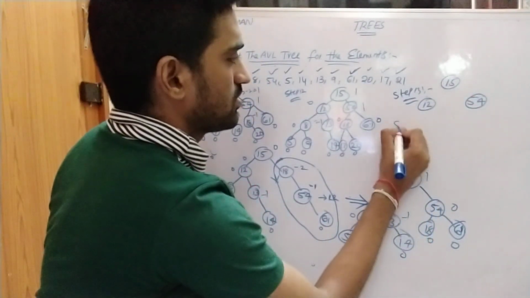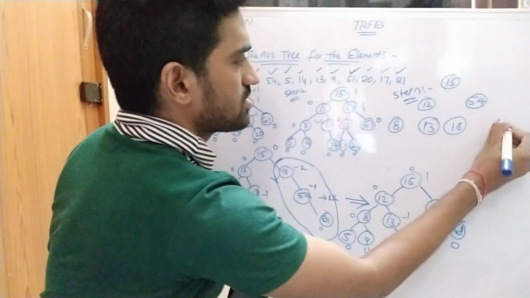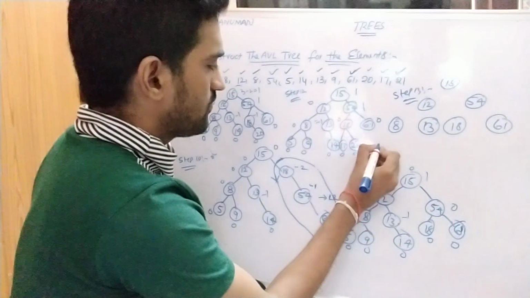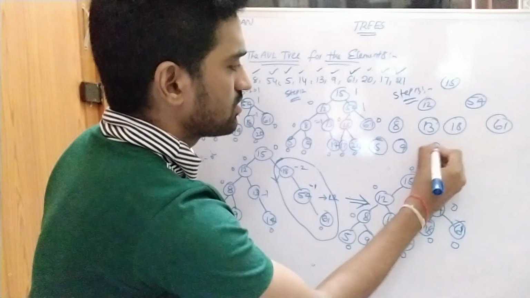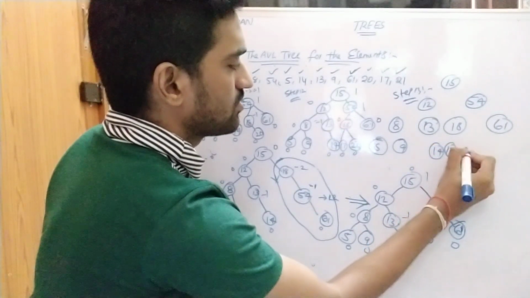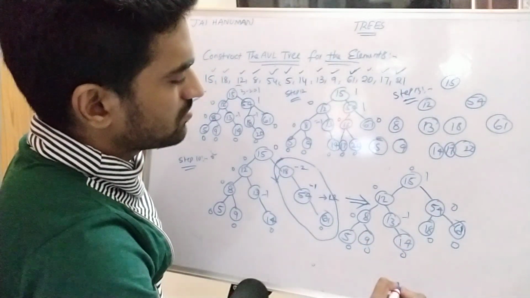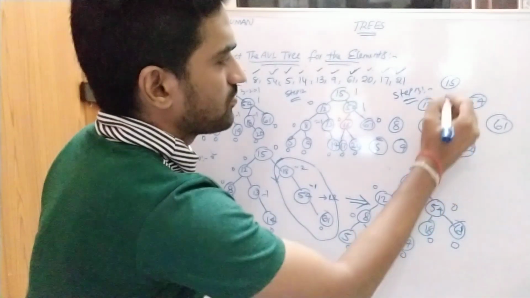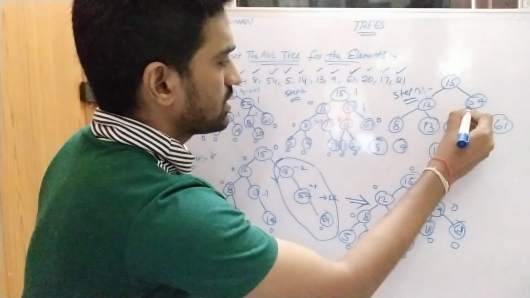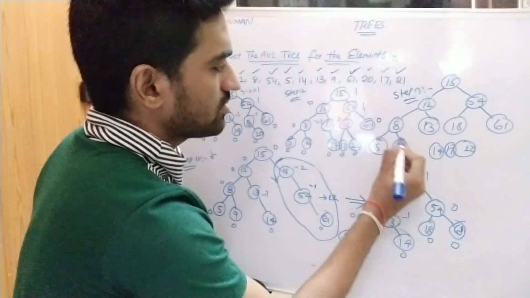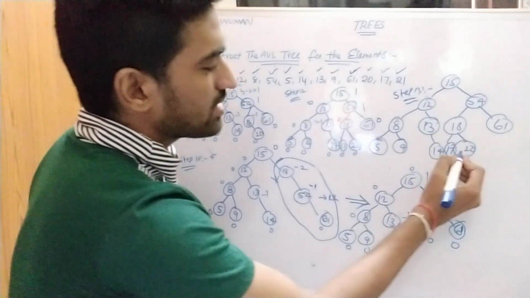54, 8, 13, 18, 61, 5, 9, 14, 17, 20, 15 to 12, 8, 13, 54, 18, 61, 9, 13 to 14, 17, 20. So we are inserting 21.